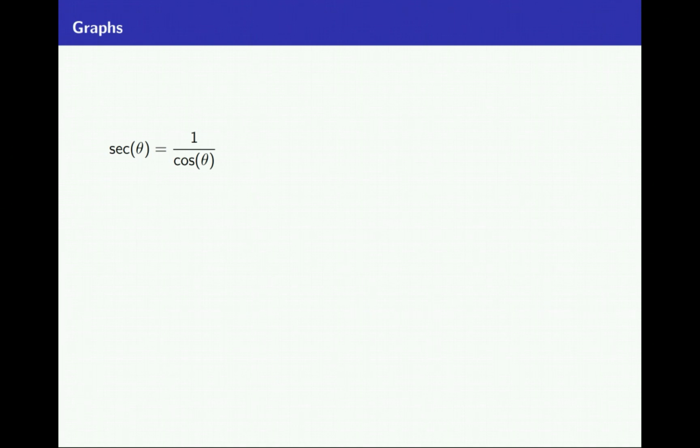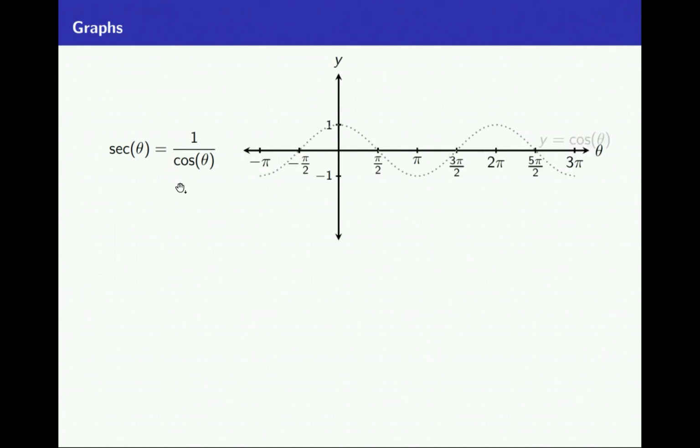Let's now talk about some graphs of these other 4 trigonometric functions. We'll start with the graph of secant theta. Secant theta is 1 over cosine theta. And because it involves a cosine, it's reasonable to start with the graph of y equals cosine of theta, drawn dotted. Now, of course, that's not the graph we're interested in. We want to graph the reciprocal of that.